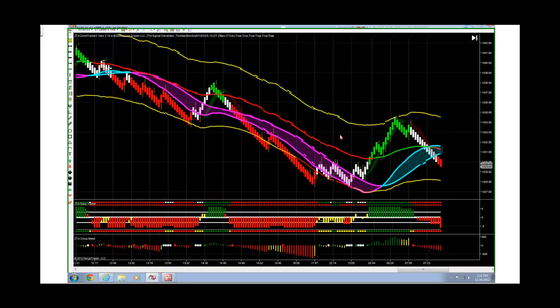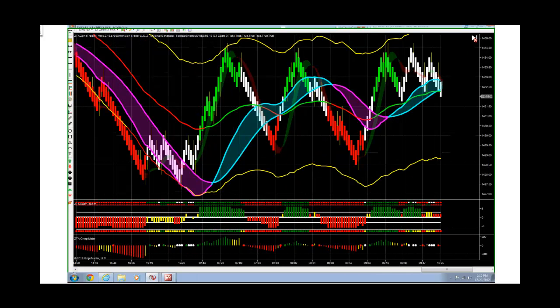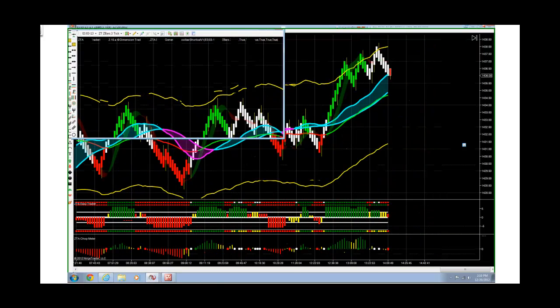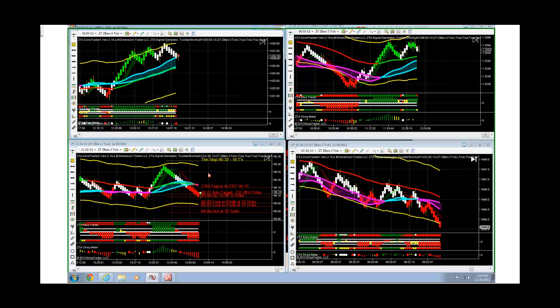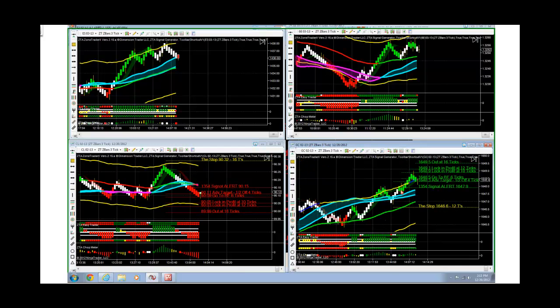Some people love to do counter trend trades. But again, if you want to add more indicators so that you can warrant doing those counter trend trades, then so be it. Here's the current gold right here. And again, we're watching the crude right in here.